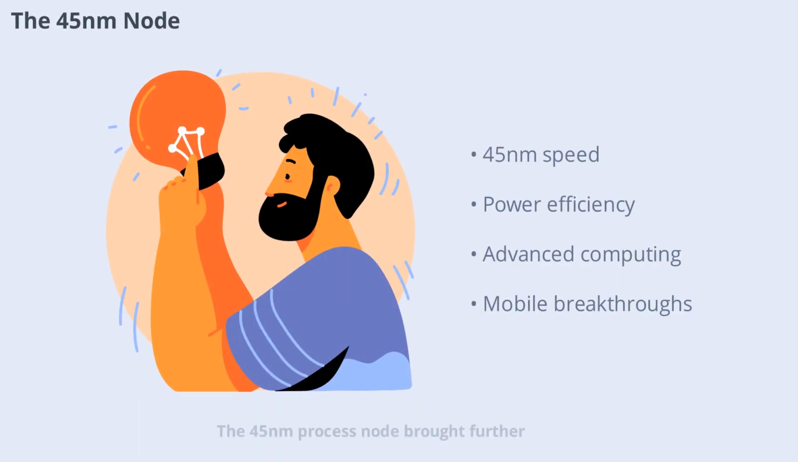The 45 nm process node brought further improvements in speed and power efficiency. Manufacturers could fit more transistors onto each chip, enabling advanced computing and graphics capabilities. The 45 nm era saw breakthroughs in mobile devices, gaming, and high-performance computing.